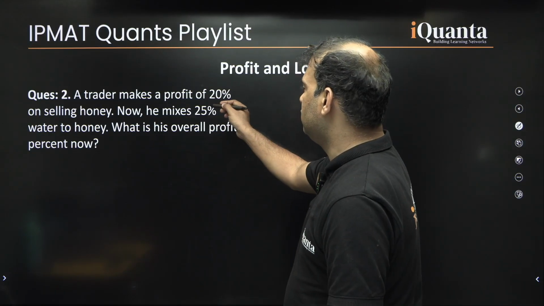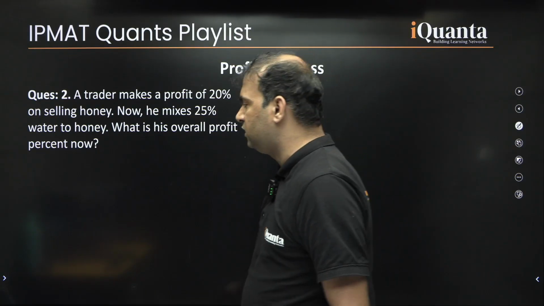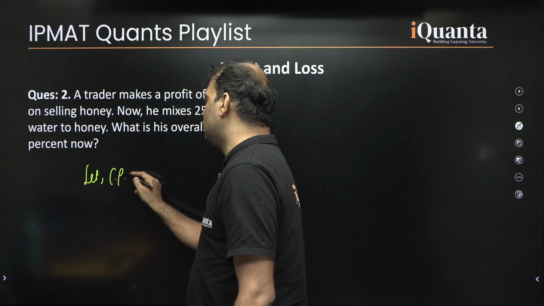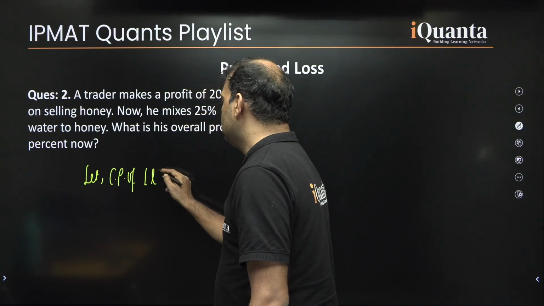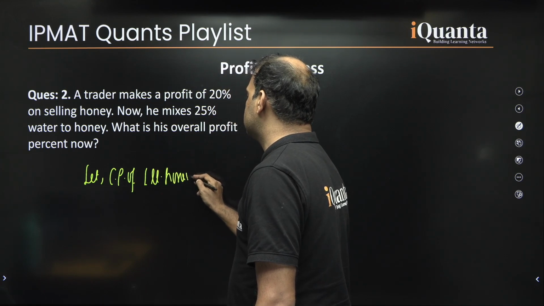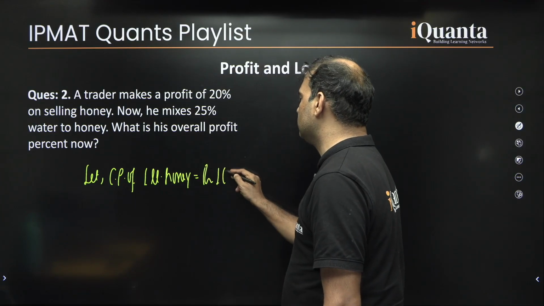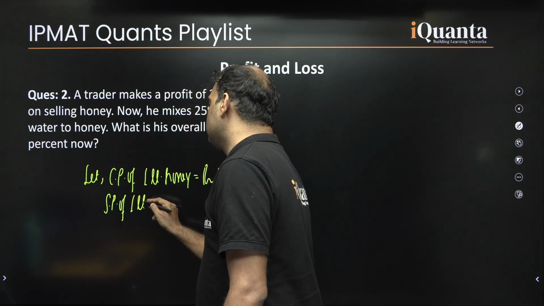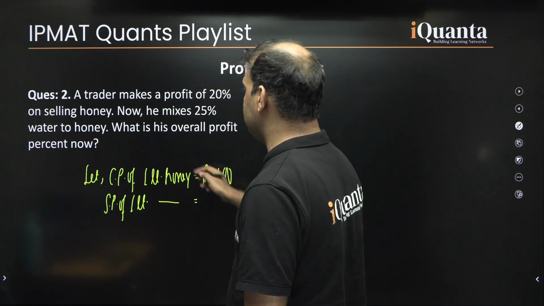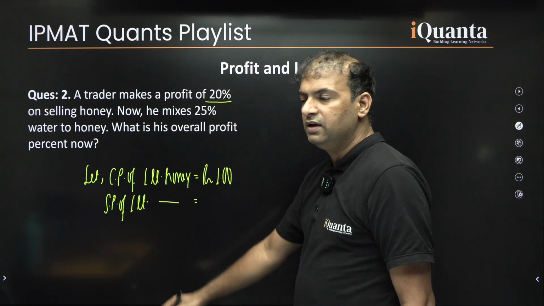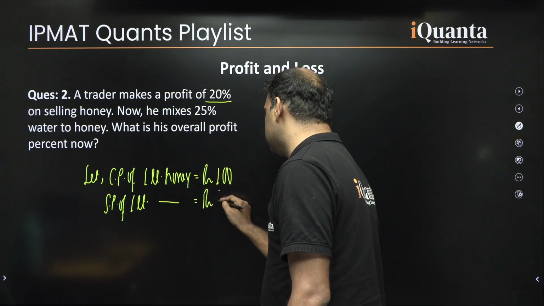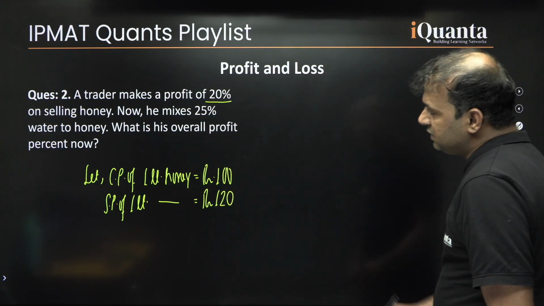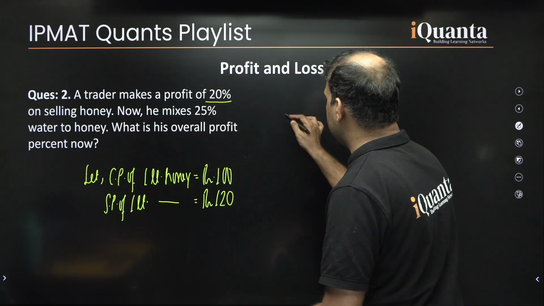Alright guys, in general, he makes 20% profit anyway on selling the honey, right? So in that way, we can assume the prices. Let the cost price of 1 liter honey be ₹100, the same assumption with the help of 100. And what will be the selling price of 1 liter honey? Remember guys, they have said he originally makes a profit of 20%, so his selling price has to be ₹120 in general. Now he's mixing 25% water to the honey. So what is happening? We have 1 liter honey.